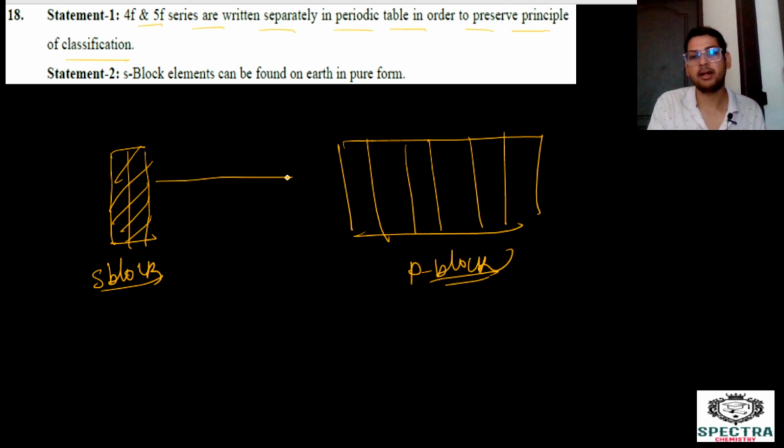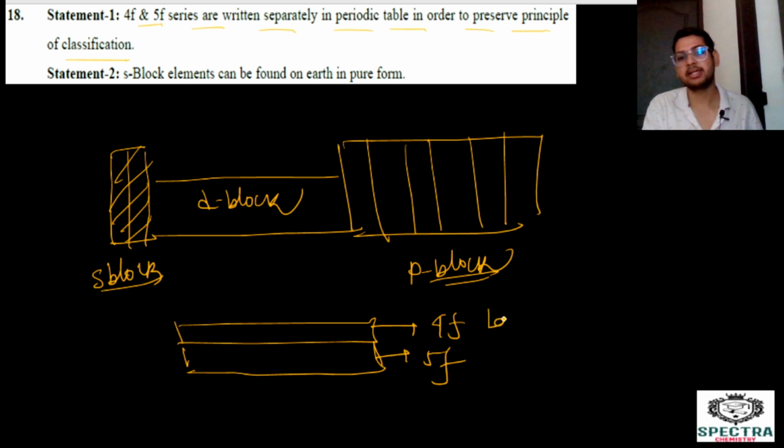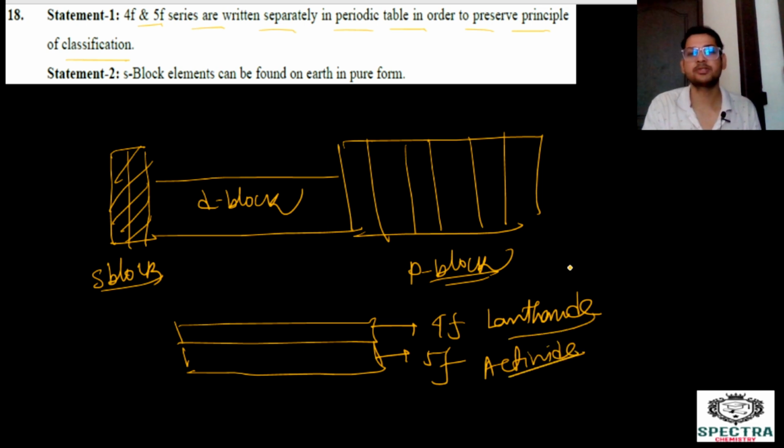In the middle part you are having D block. And in the below part you are having two groups. The first one is 4f, second one is 5f. First one is lanthanide series and the second one is actinide series. So statement 1 is true. S block elements can be found in earth in pure form. No, this is not true.